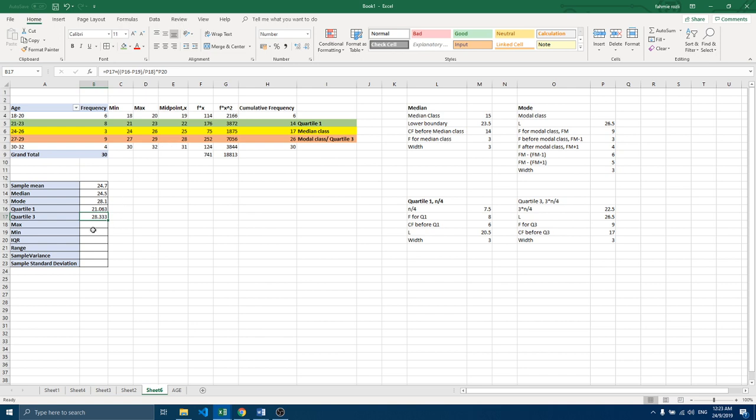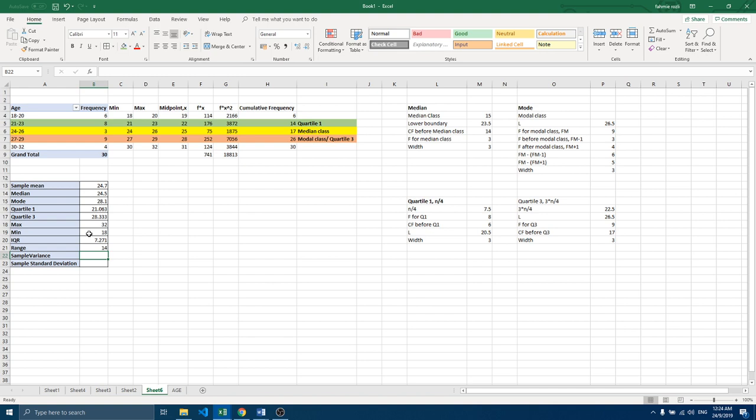Okay, so now what is your maximum age? Maximum is 32 years old, minimum age is 18 years old. So what is your IQR? It's equal to quartile 3 minus quartile 1. Enter. Then it's 7.271. So what is the range? It's equal to maximum age 32 minus minimum age 18. So it's 14 years old.